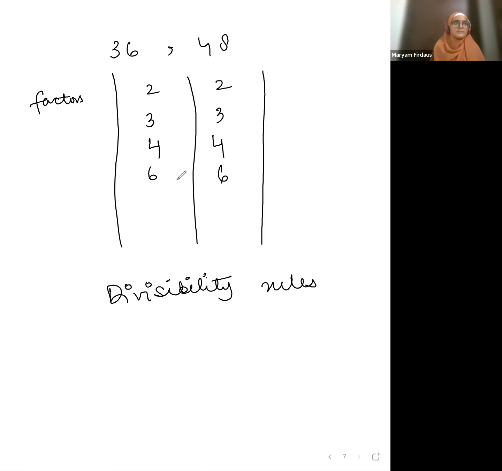How about 7? I gave a very lame number. I shouldn't have given 48. I should have given some other number, maybe 30 or something, but okay, fine. 7? There's no divisibility rule for 7. You have to properly divide and check. So over here, it's not divisible by 7. What about 8?